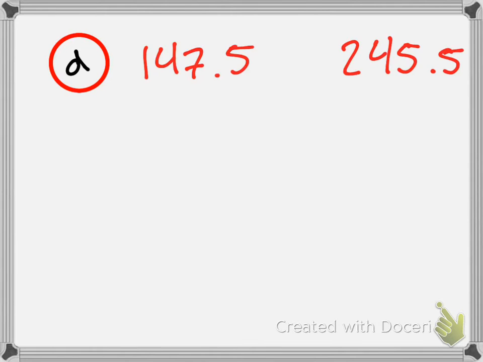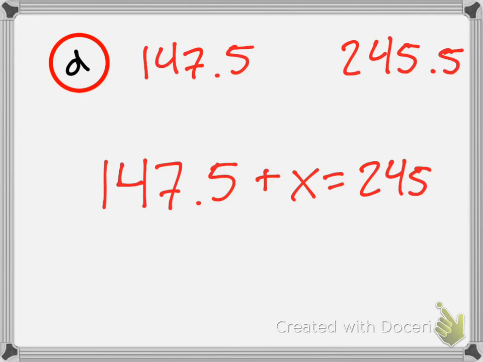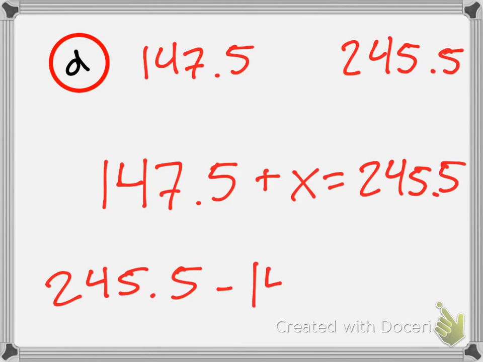What's the equation that you wrote? 147.5 plus x. Excellent. Did anybody else write a different equation? What'd you write, Ben? 245.5 equals 147.5 plus x. That is the same equation, yes. Another way we could have written it is 245.5 minus 147.5 equals x. Same sort of thing. There's multiple ways to write the equation.